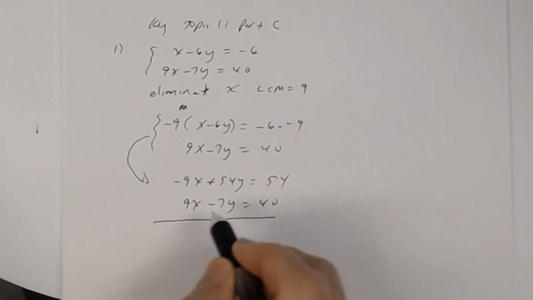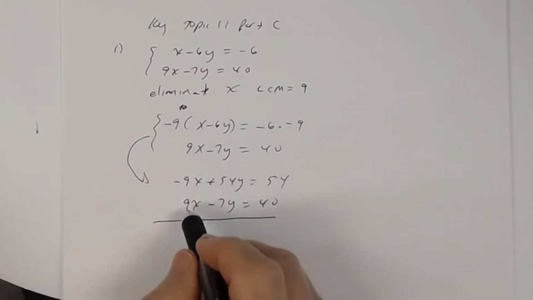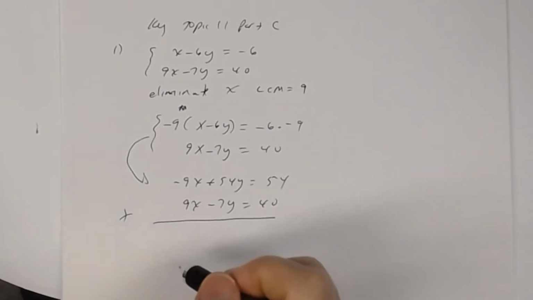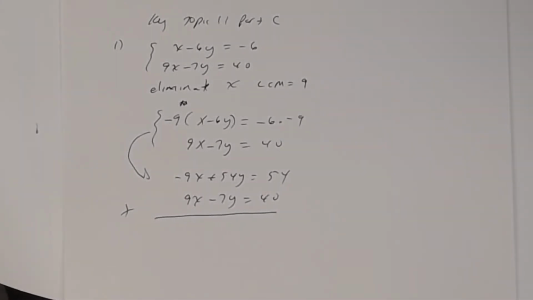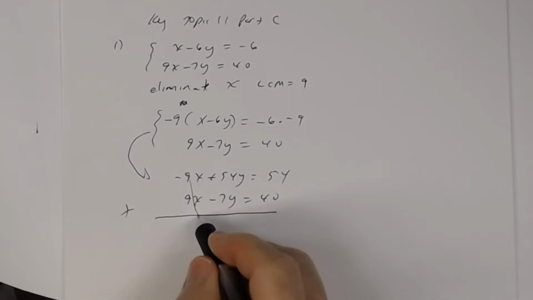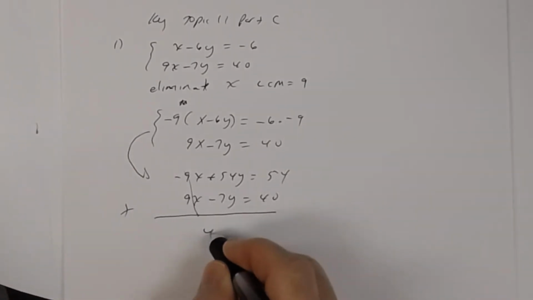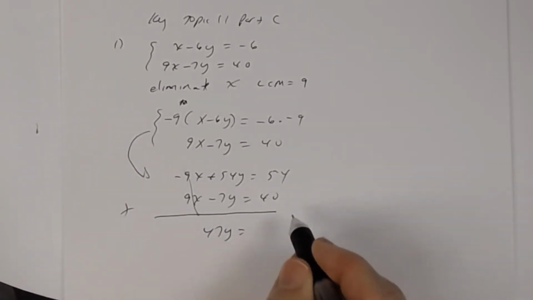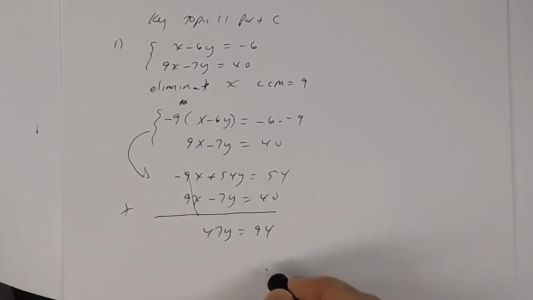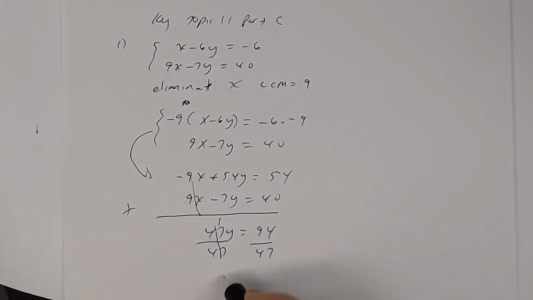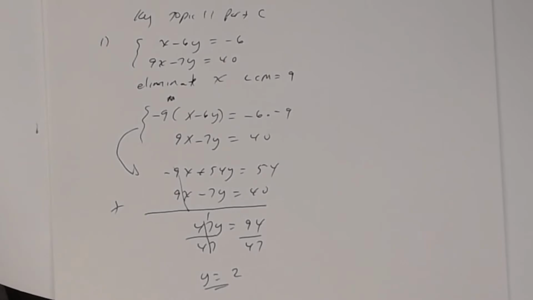Now at that point, once you recognize that you have coefficients that are opposites, now you're going to add them up. So that's where the adding comes in. When I add the x's together, that's 0. So that's 0 right here. When I add the y's together, 54y minus 7y gives us 47y. And then 54 plus 40 gives us 94. Dividing both sides by 47, I get y to be 2. So I found the y coordinate of my solution.